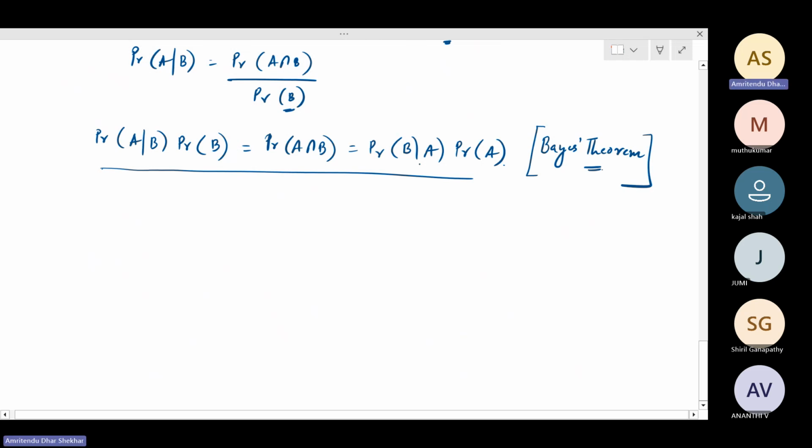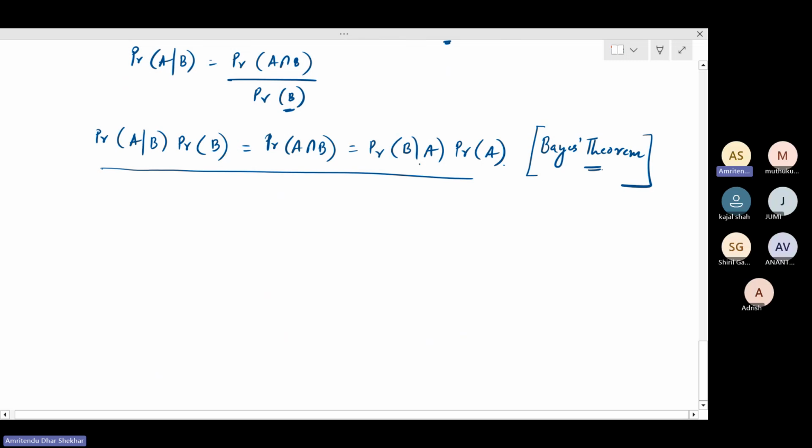let's look at the definition of the next very important thing in probability theory, which is the definition of the random variable. Right. So, let's say you have a probability space.